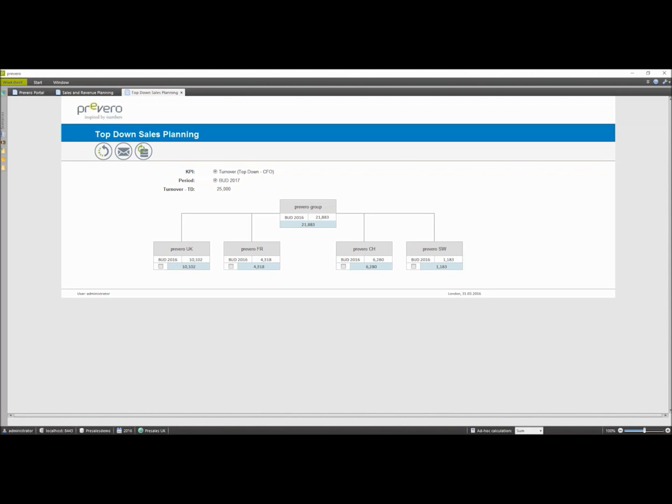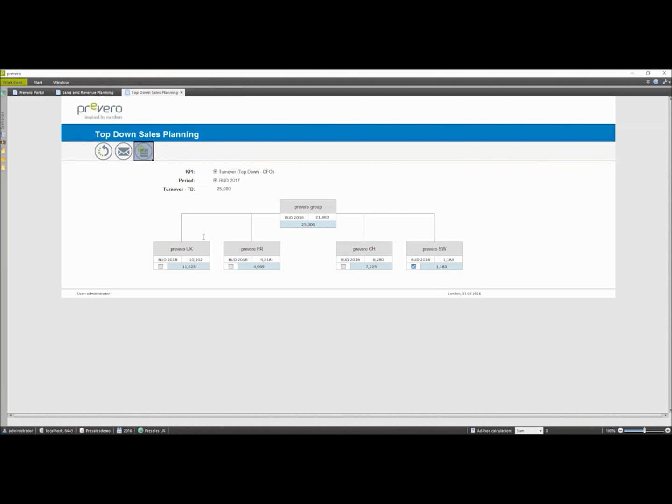Well, we can look at another example in terms of the top-down planning element. So what we're looking at now is that next level down. We can see here there's the 25 million that the CFO has entered. And now what we're looking at is a view at the next level down. So here we have the various different entities, so UK, France, etc. Now what we need to do is work out how we're going to apportion the changes. So originally we were looking at 21.8 million, but now the CFO's upped that to 25. So how are we actually going to manage that?